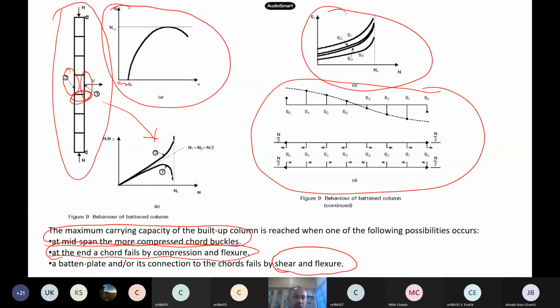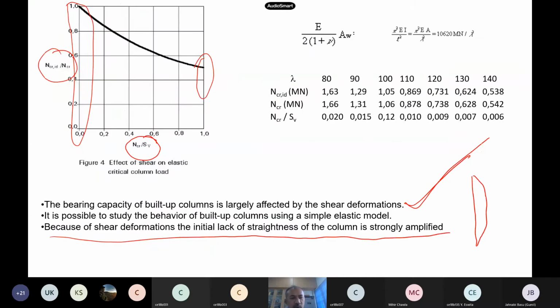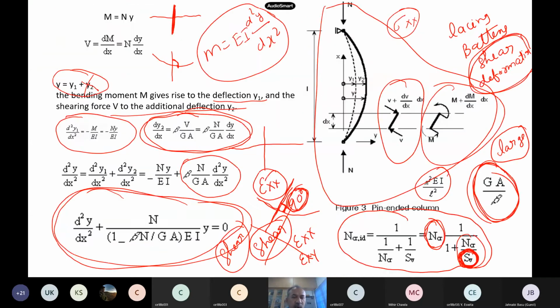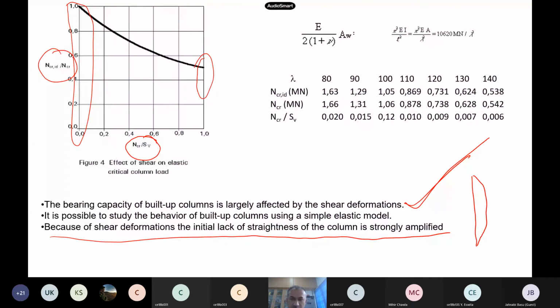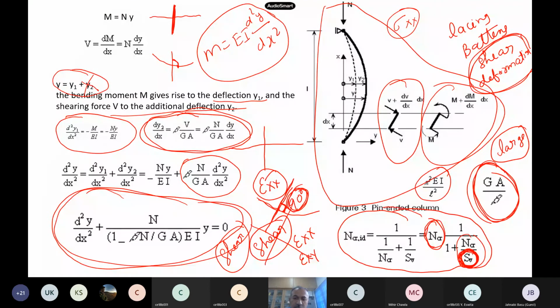Okay, so what I would like to say is, of course, you will learn these derivations in great detail in higher courses, such as advanced metal structures or steel structural systems. As far as this course is concerned, I am just showing you this one. So what is the problem for built up columns? What is the most important thing? What extra thing is coming for built up columns?